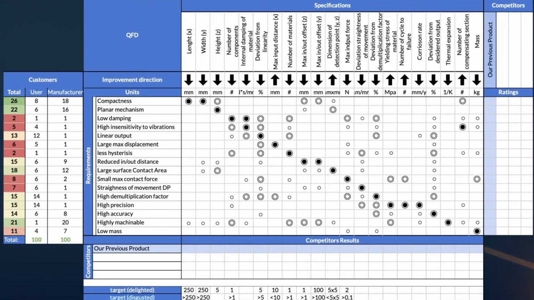To fulfill the requirement of compactness, specifications about the component size were introduced. For the requirement of high precision, it was necessary to define specifications regarding the deterioration of the piece, like yielding stress of the material.